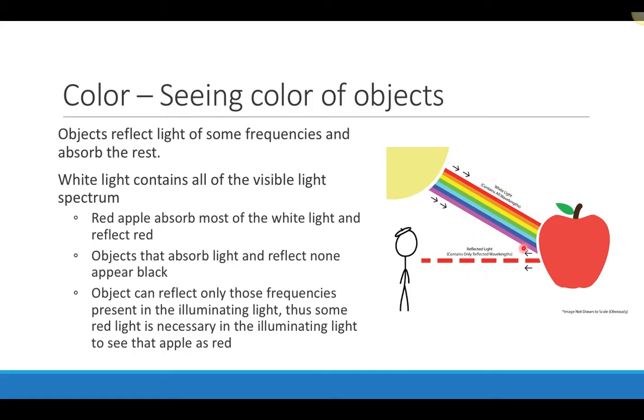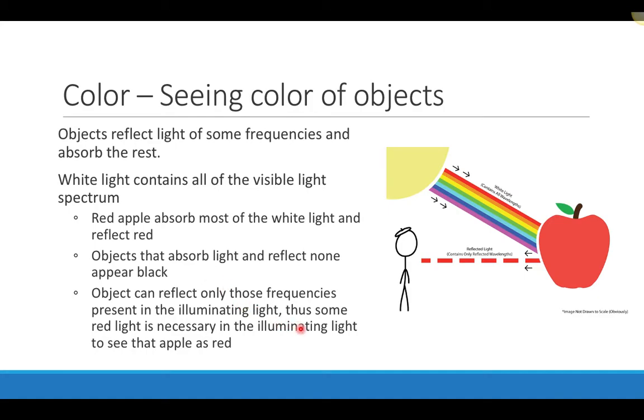All of the other colors of the visible light spectrum are absorbed. So objects reflect light of some frequencies and absorb all the rest. In this case, my red apple is reflecting the red light and absorbing all of the other colors, and the apple appears red. Objects that absorb light and reflect no light at all would appear to be black.